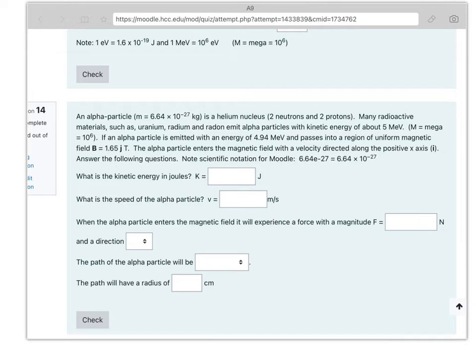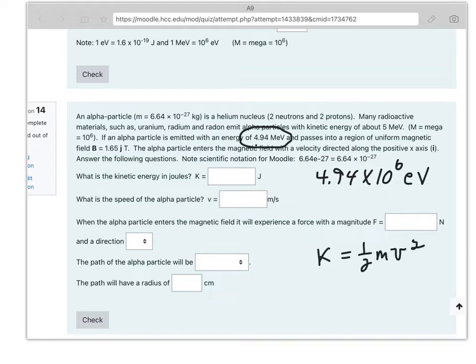So number 14 is much like 13, only in this case we're given the energy in MeV, so that's 4.94 times 10 to the 6th eV, and you have to do a units conversion to get joules. And once you have joules, you can get the velocity, right? Kinetic energy is 1/2 mv squared, so you just have to solve for v. Make sure you have joules because that will give you meters per second.